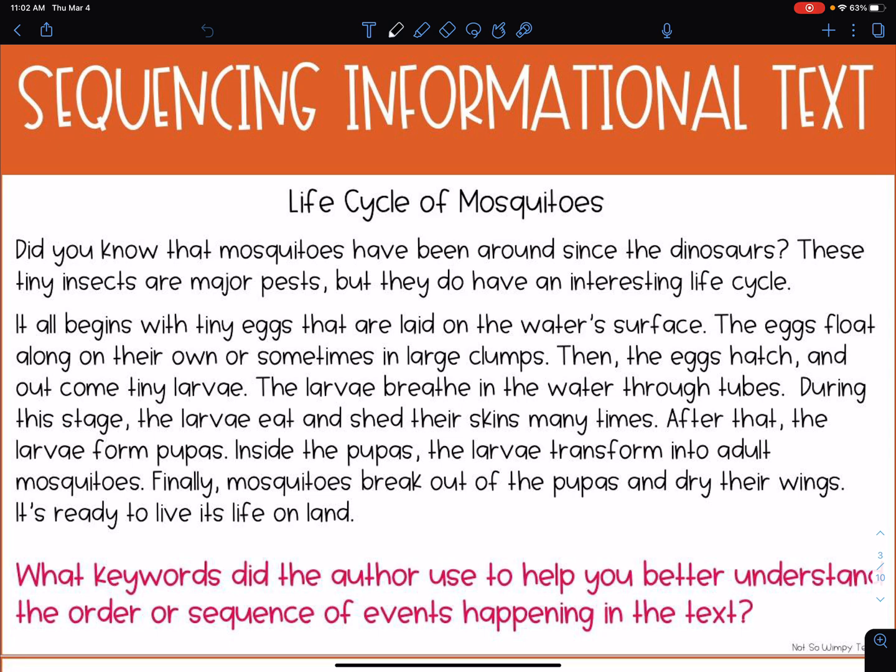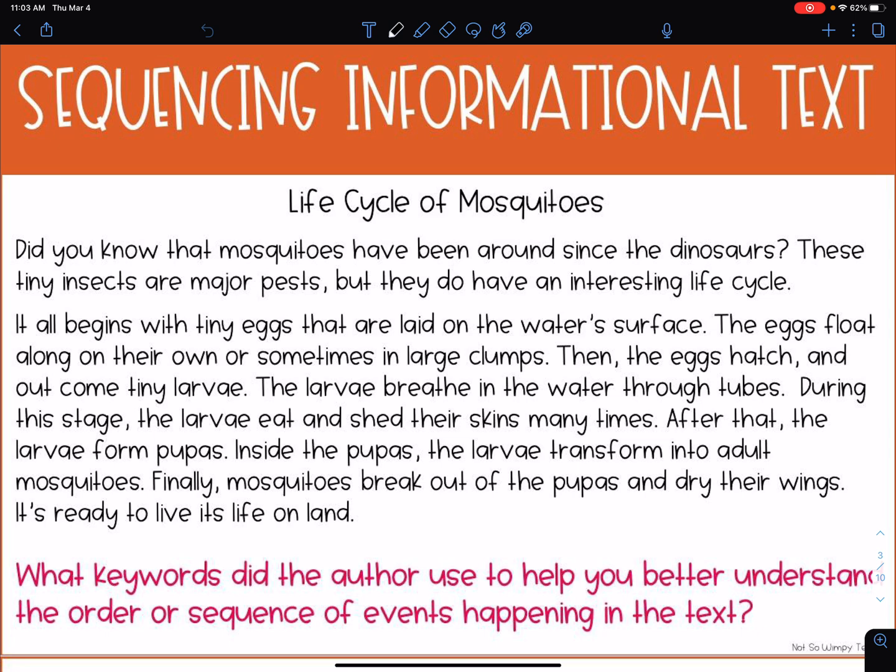It all begins with tiny eggs that are laid on the water's surface. The eggs float along on their own or sometimes in large clumps. Then the eggs hatch and come out into tiny larvae. The larvae breathe in the water through tubes. During this stage, the larvae eat and shed their skins many times. After that, the larvae form pupas. Inside the pupas, the larvae transform into adult mosquitoes. Finally, mosquitoes break out of the pupas and dry their wings. It is ready to live its life on land.